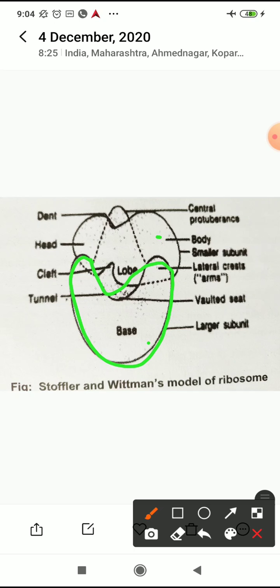About 75% of ribosomes of the cell remain attached to the endoplasmic reticulum membrane, and this attachment is through a glycoprotein named ribophorin.